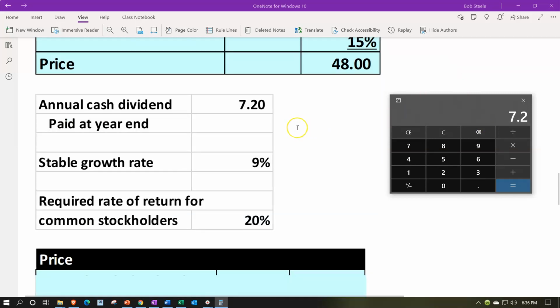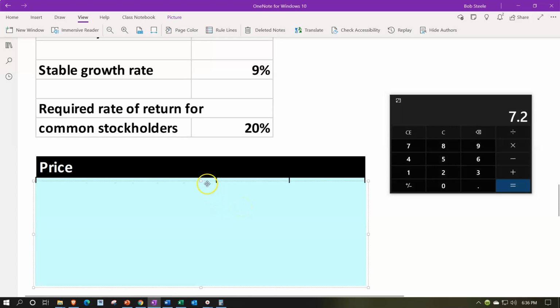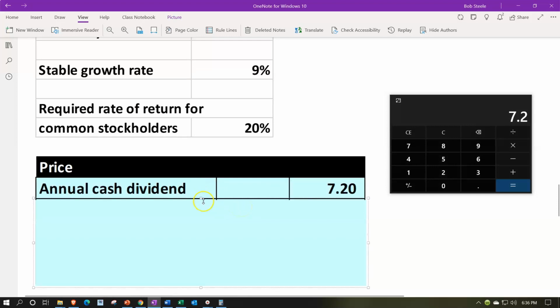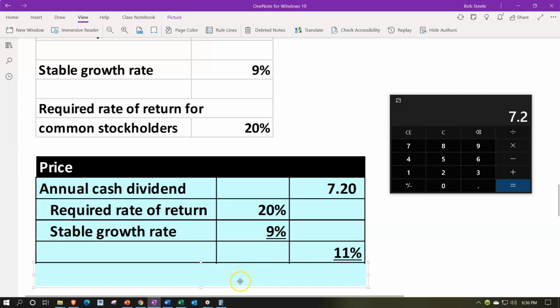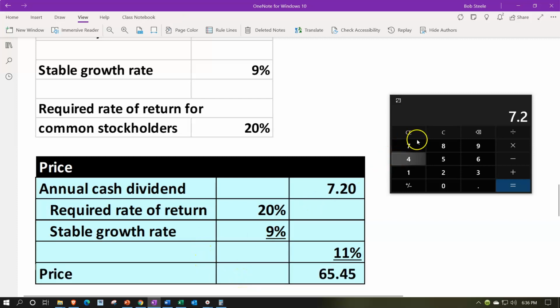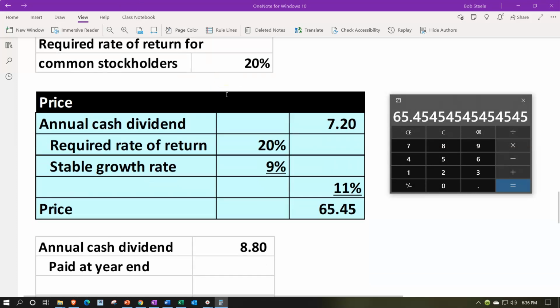Let's do it again. Now we've got the cash dividend 7.2, the stable growth at 9%, required rate of return this time being 20%. It's going to grow. We're estimating growth at 9%. Therefore, we need another 11% covered by the dividend. So if we take the dividend of 7.2 divided by 0.11, or 11%, we get about 65.45.